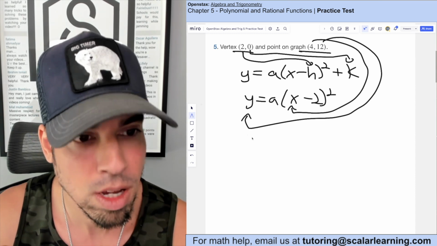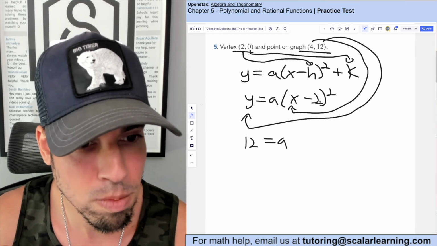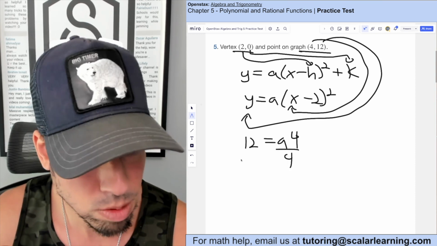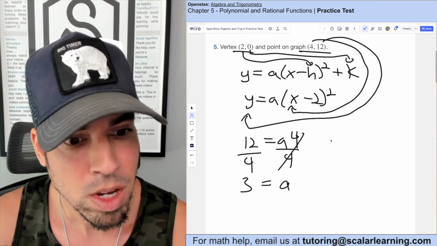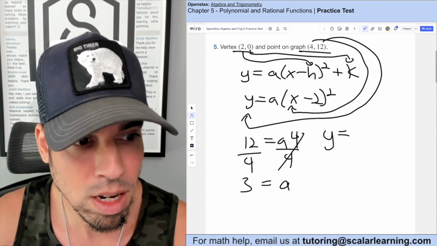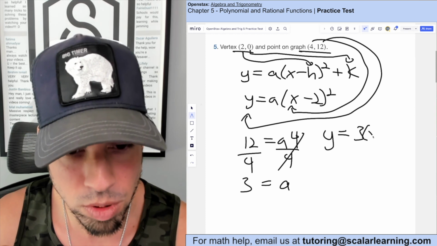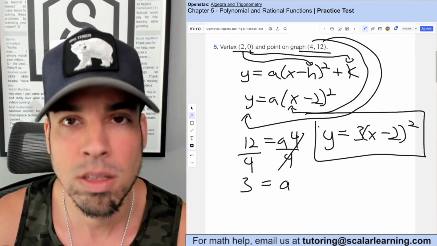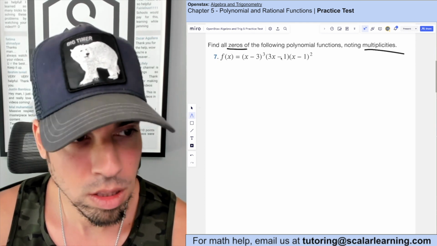So if I plug and chug, I can solve for a. So I got 12 equals a times 4 minus 2, which is 2 squared, which is 4. Divide both sides by 4, and we get a equals 12 over 4, which is 3. So now if I want to rewrite this one last time, coming from here, plugging in 3 for a, I get y equals 3 times x minus 2 squared. There it is, done.